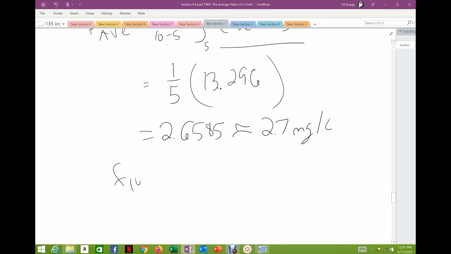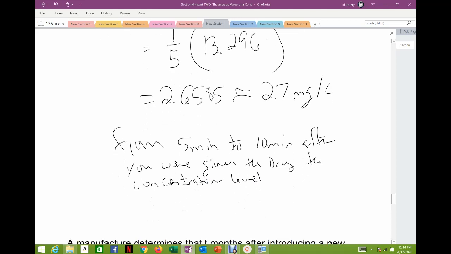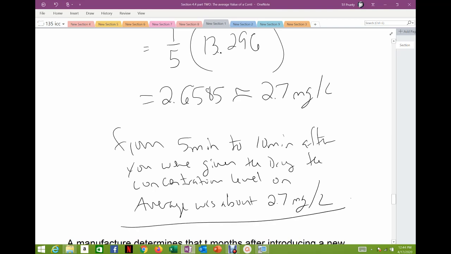All right, so from 5 minutes to 10 minutes after you were given the drug, the concentration level on average was about 2.7 milligrams of the drug per liter of blood. Right, that's what the milligrams in the liter is. It's milligrams of the drug per liter of your blood. So on average, you're a little less than 3 milligrams per liter of blood in your bloodstream.